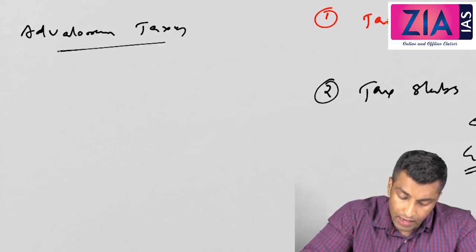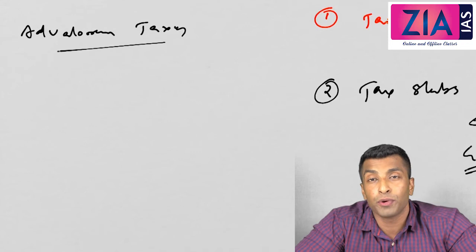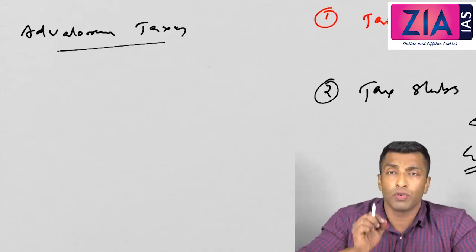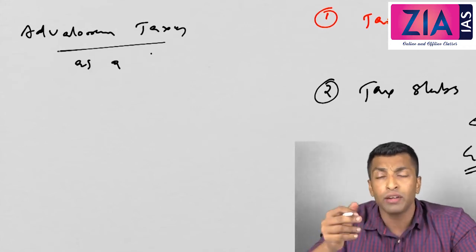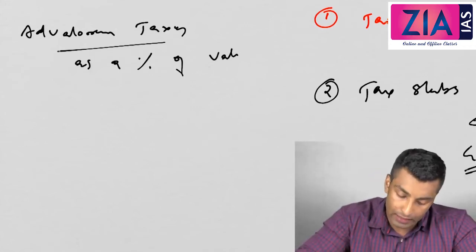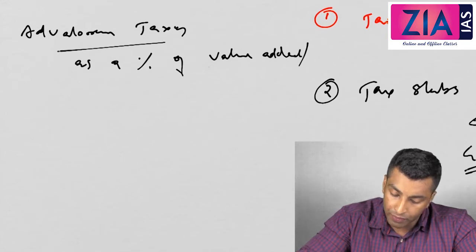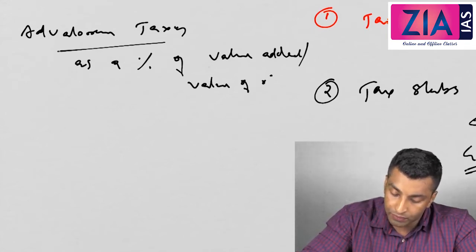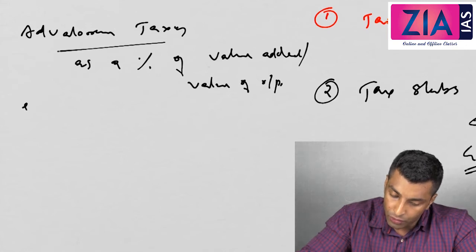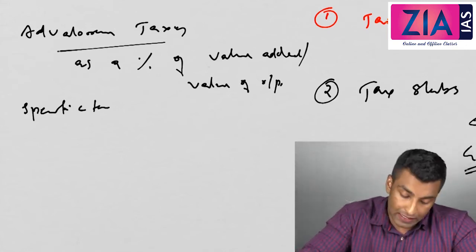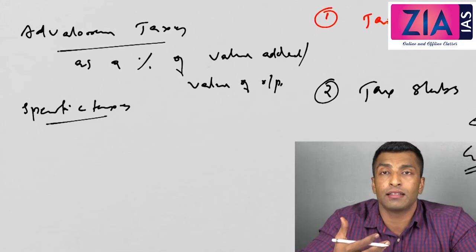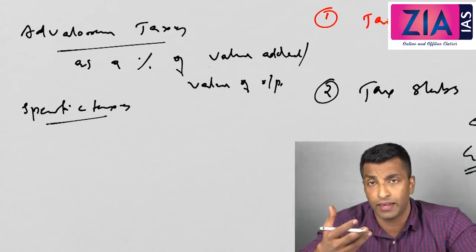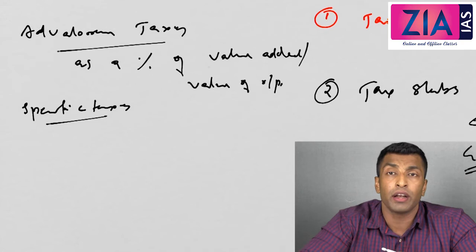Ad valorem taxes. Now I told you this is a method of imposition of tax. And what is a method here? You will be imposing tax as a certain percentage of the value added or value of output. Then what about specific taxes? It is actually imposed on the basis of the unit size, length, okay, in terms of meters, in terms of liters. So it is based on certain units.